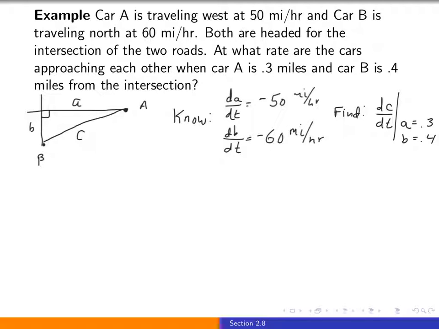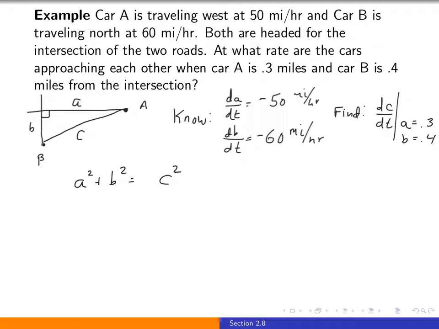So we've drawn a picture representing the situation, labeled all of the quantities that vary with respect to time. We've written down the rates of change that we know, the rate of change that we would like to find. Now we need to write down an equation relating together A, B, and C. But hopefully we can very clearly see what that equation is going to be looking at the triangle. Once again, it's just the Pythagorean theorem. A squared plus B squared is equal to C squared.